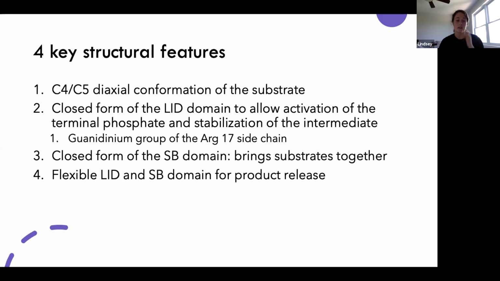And then another one is just the closed form of the SB domain, which brings the substrates together, and the closed form of the SB domain is from the certain configuration of the C4, C5 diaxial of shikimate. And then for the shikimate phosphate to be able to leave, the lid and SB domains both need to be able to reopen back up so that the product can be released.